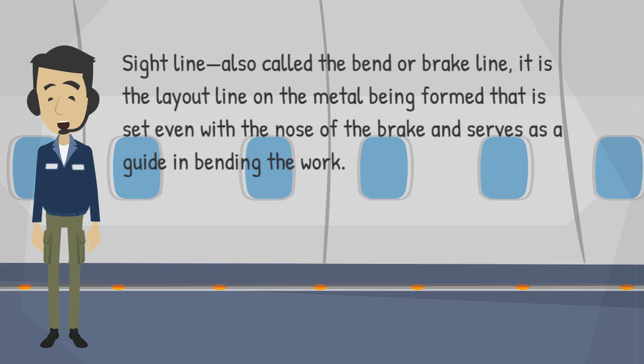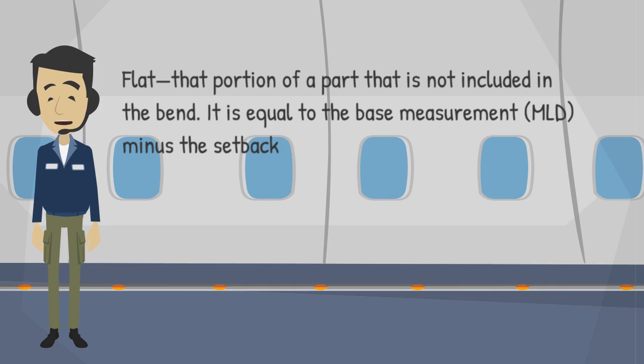Sight line, also called the bend or brake line: the layout line on the metal being formed that is set even with the nose of the brake and serves as a guide in bending the work. Flat: that portion of a part that is not included in the bend. It is equal to the base measurement, MLD, minus the setback.